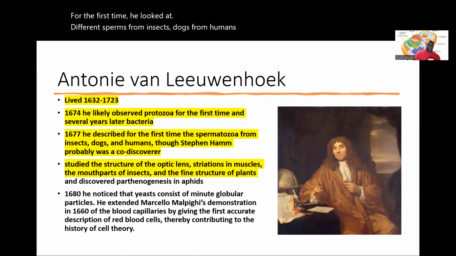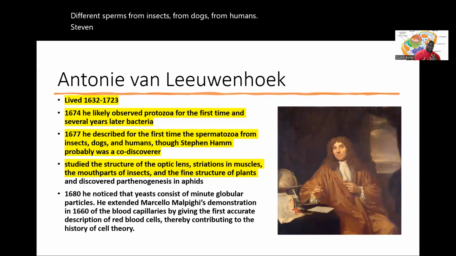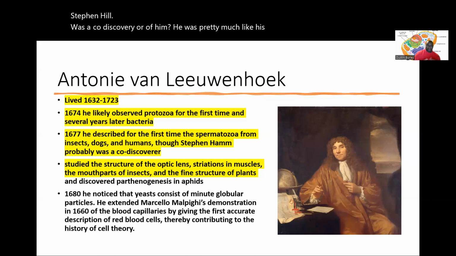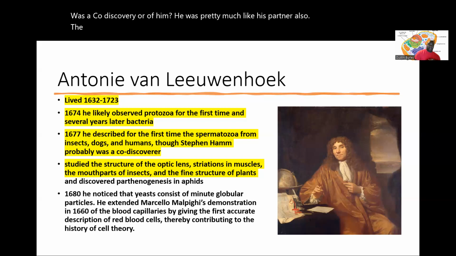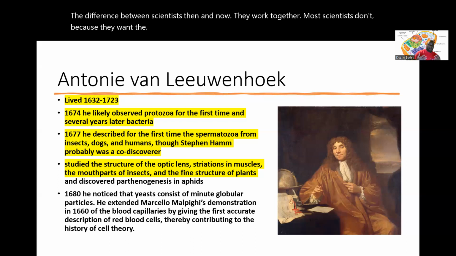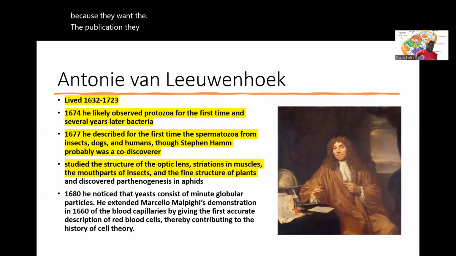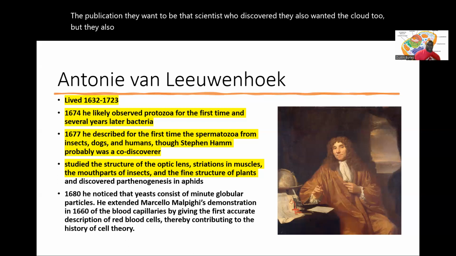Stephen Helm was a co-discoverer with him. He was pretty much like his partner also. The difference between scientists then and now, they work together. Most scientists don't because they want the publication, they want to be that scientist who discovered. They also wanted the clout too, but they also work together.